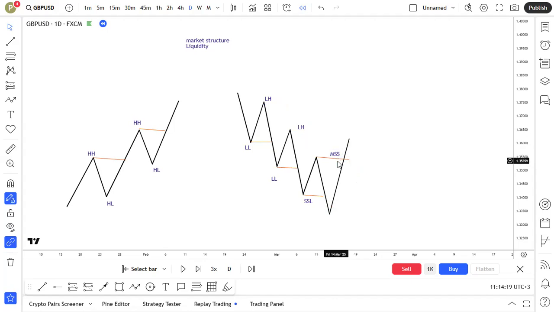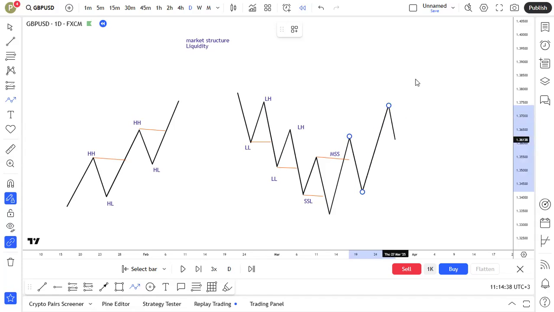Other people call this change of character. So immediately after we see market structure shift or change of character, we expect price to be bullish. So you can expect to see something like this, and then price continues breaking these new highs and forming new highs.